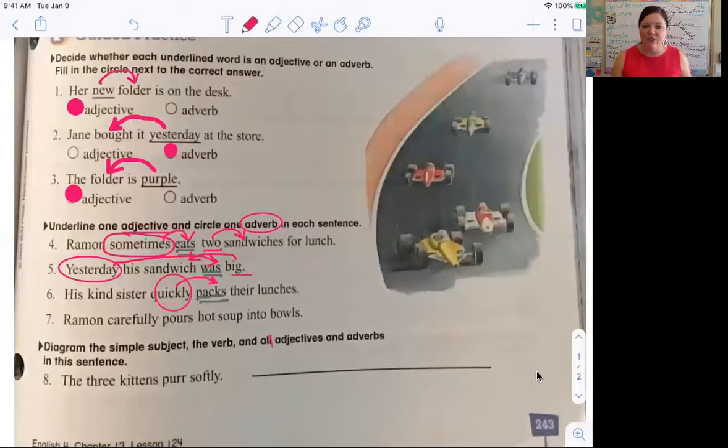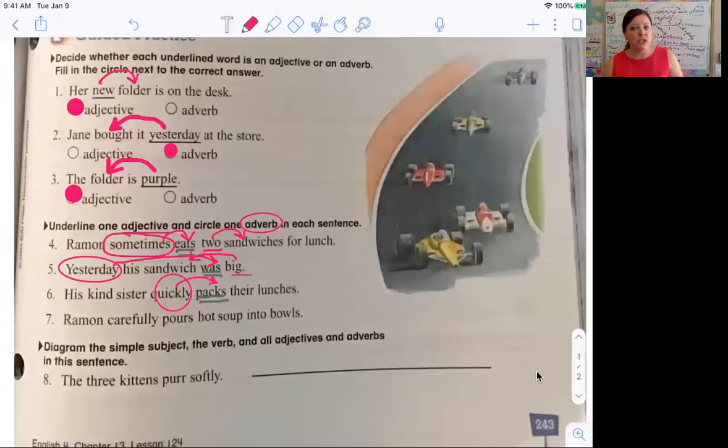Okay, so we have our adverb. That's great. We still have an adjective to find. Let's see if we can find it. Well, what are our nouns in the sentence? Well, our subject is what? Who's doing the packing? Sister.